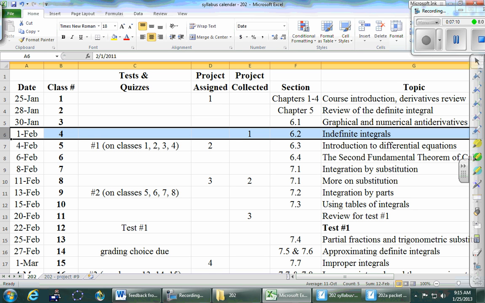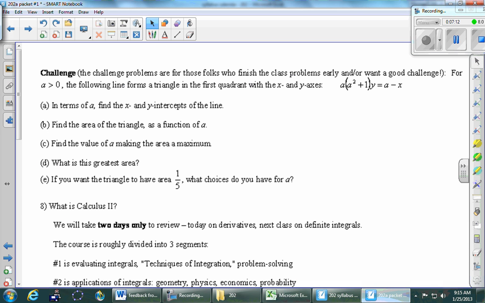Okay, then we're going to come back to the packet, but before we do, just a couple of quick announcements. Number 1, there is a brand new graphing calculator rental program that GCC is doing, so if you have any interest in renting a graphing calculator, see me right after class. I can give you information.